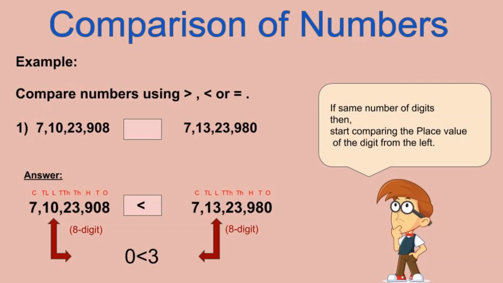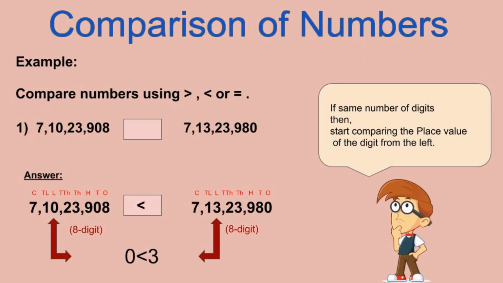Next, comparison of numbers. Let's see an example. Compare numbers using greater than symbol, less than symbol or equal to symbol. The first question is 7 crore 10 lakh 23,908 and the second number 7 crore 13 lakh 23,918. So we need to compare these two numbers and in the given box we need to write greater than symbol or less than symbol or equal to symbol after comparing the numbers. Let's find out the answer.